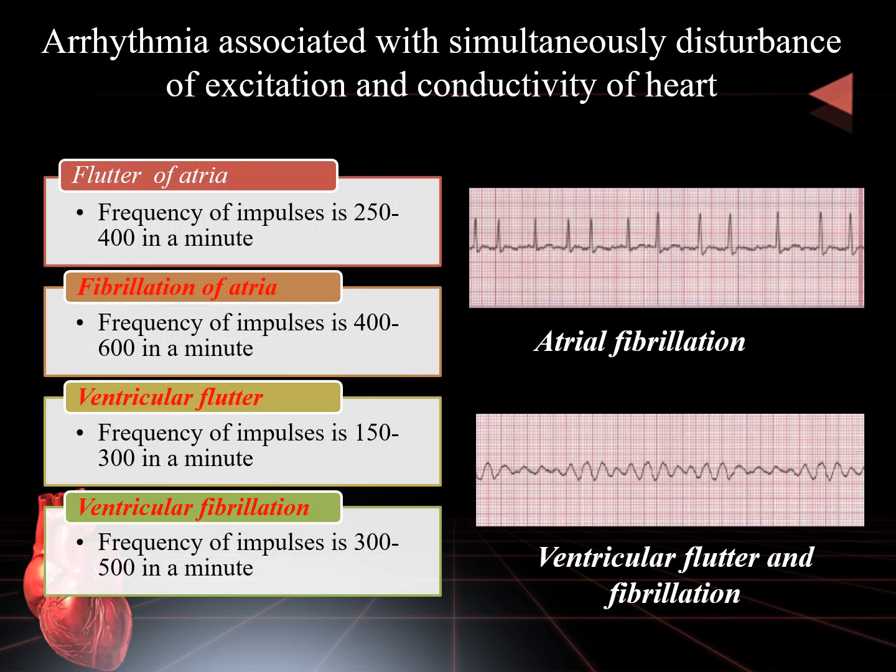Arrhythmias are associated with the simultaneous disruption of the excitability and conduction of the heart. These types of arrhythmia include atrial flutter, where the pulse rate is 200-400 per minute; atrial fibrillation, where the heart rate is 400-600 contractions per minute; ventricular flutter, where the pulse frequency is 150-300 per minute; and ventricular fibrillation, where the pulse frequency is 500 per minute.